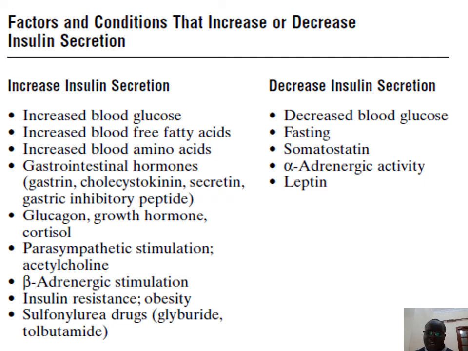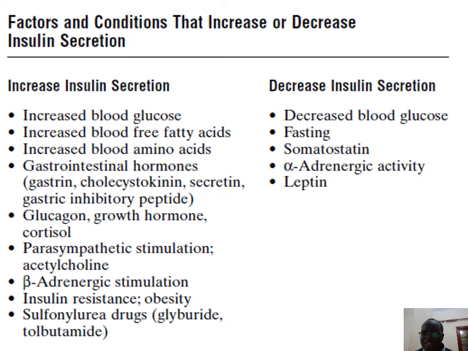The sulfonylurea drugs like glyburide or tolbutamide, all these drugs can increase insulin secretion because they are inhibiting the ATP-sensitive potassium channels. If you remember, the sulfonylurea drugs.